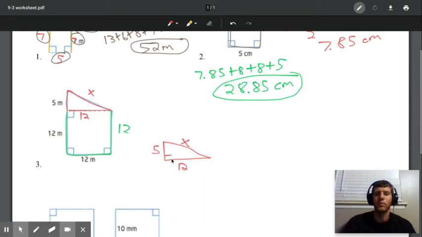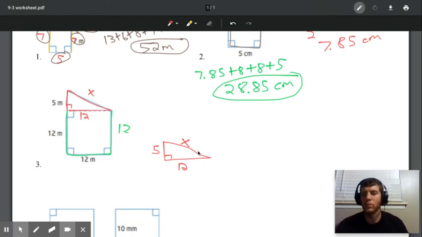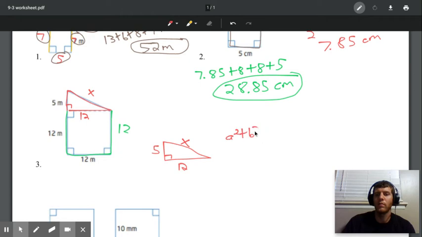So basically we have a right triangle, and we have two sides, and we're trying to find the third side. This is why we showed you the Pythagorean theorem. So our Pythagorean theorem is a squared plus b squared equals c squared. Right, a and b were the two legs, and then c is your hypotenuse. So we have 5 squared plus 12 squared equals x squared. Right. 5 squared is 25. 12 squared is 144. X squared is just going to stay x squared.